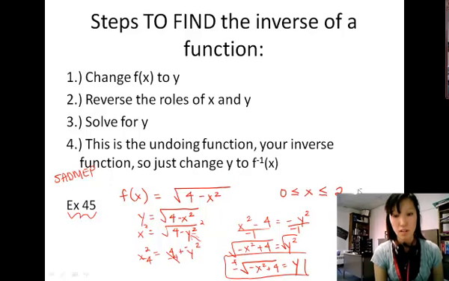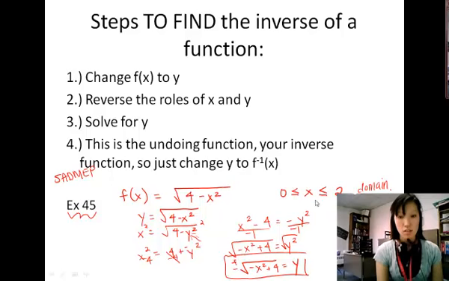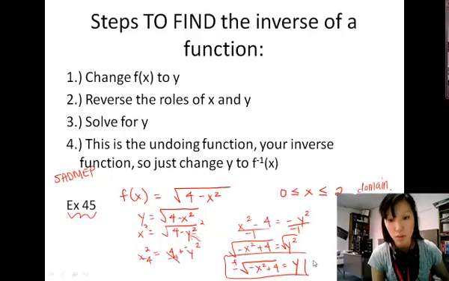Okay, but now keep in mind this was the domain. So this will affect things. So what we do want is, now you can go ahead and stamp this. f to the negative 1 of x then is going to be equal to the plus or minus, but I'm going to hold back for a second. I'm going to write this as the square root of 4 minus x squared.